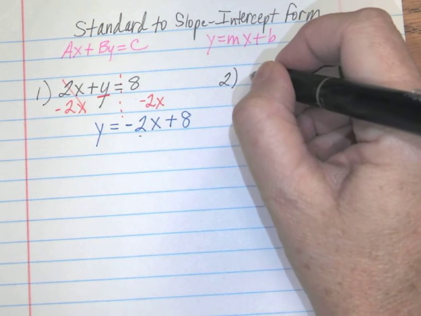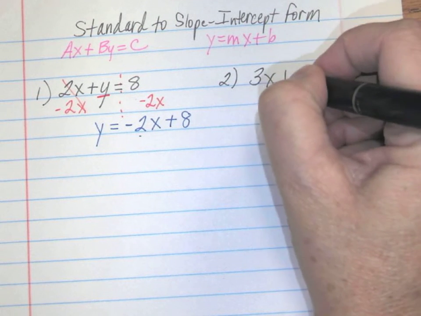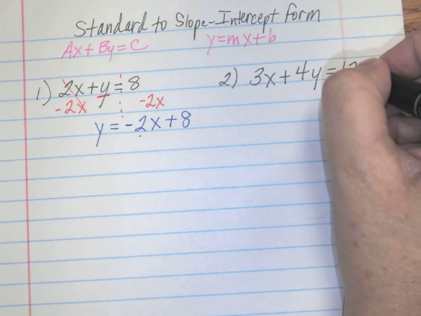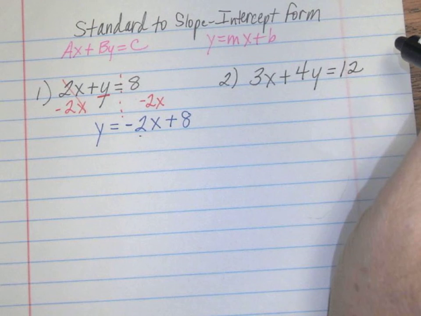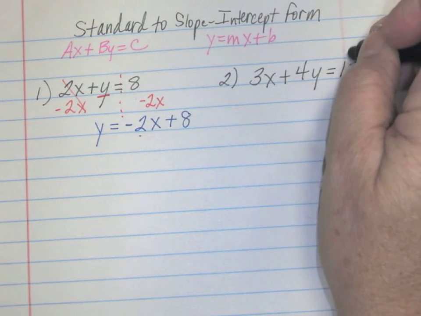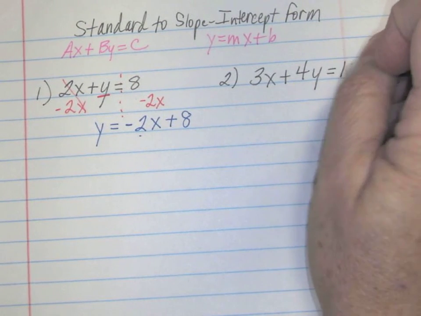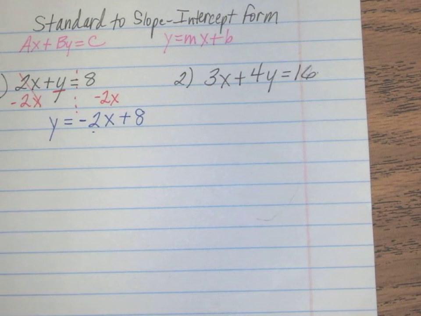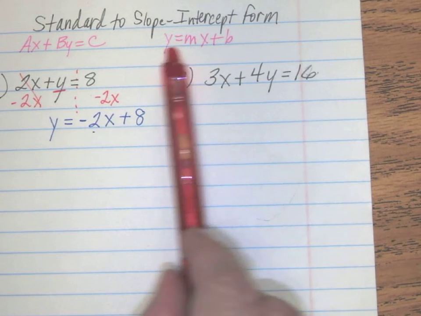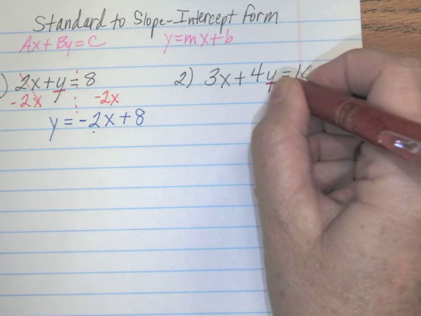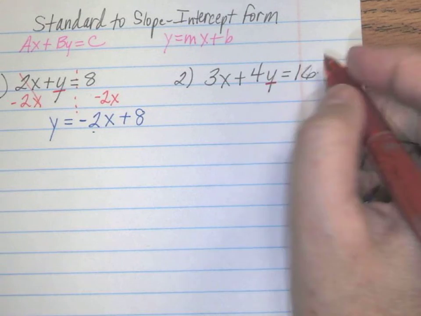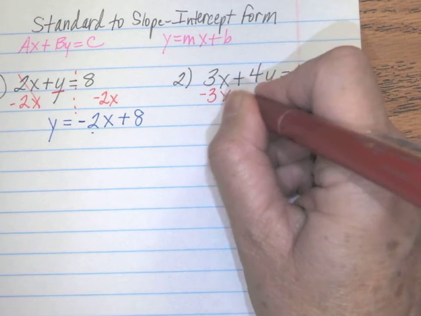Let's look at 3x plus 4y equals 12. Actually, I'm going to make that 16. So this is not in slope-intercept form, but I want it to be. So I want y isolated. Now, you know that we always get rid of this last because it makes our math easier. So let's do the same thing we did on the first one.